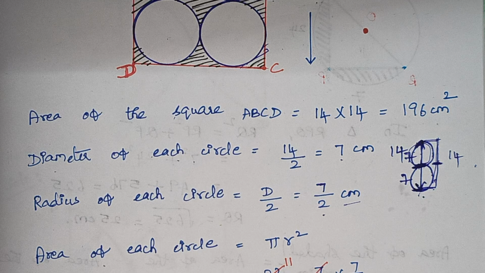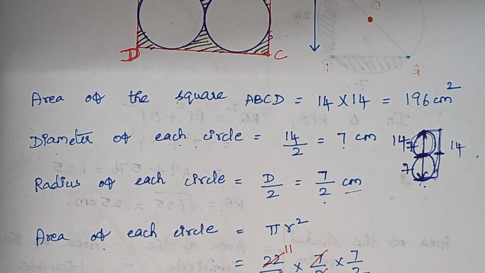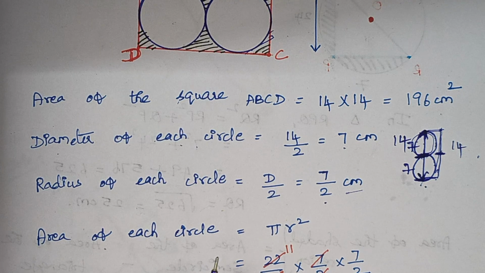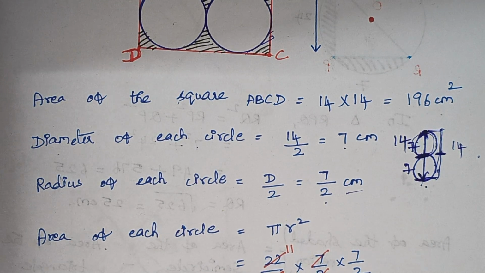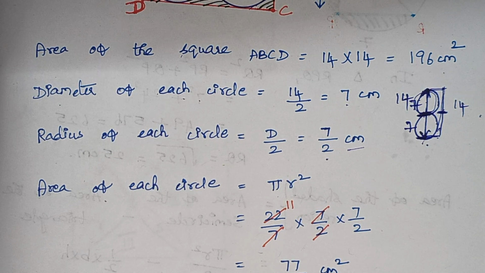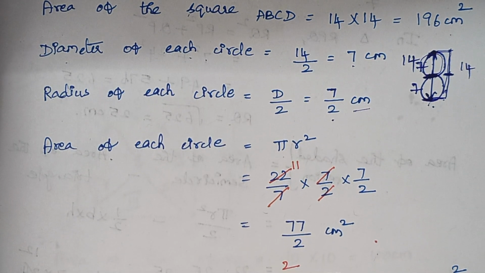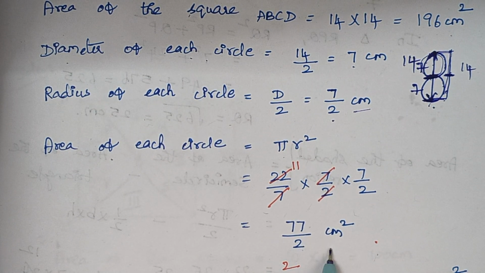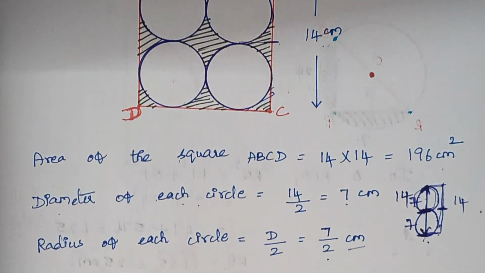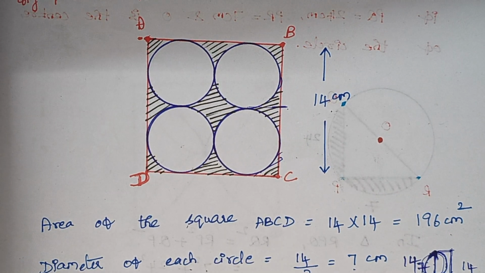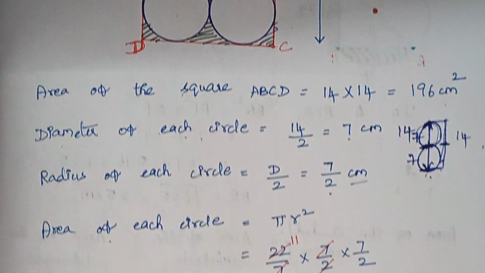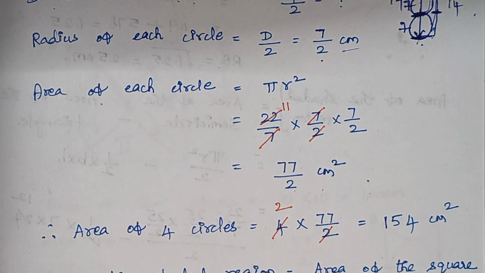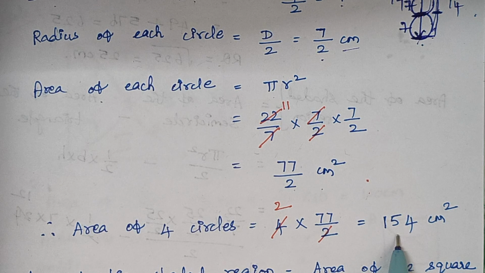Now we are going to find the area of the circles. First we find the area of a single circle. It is given by pi r square. Pi is 22 by 7 and the radius is 7 by 2. Just substitute the values and finally we end up with 77 by 2 centimeter square. This is the area of a single circle. How many circles do we have? We have 4 circles, so just multiply the area by 4. When you multiply by 4, we end up with the answer 154 centimeter square.